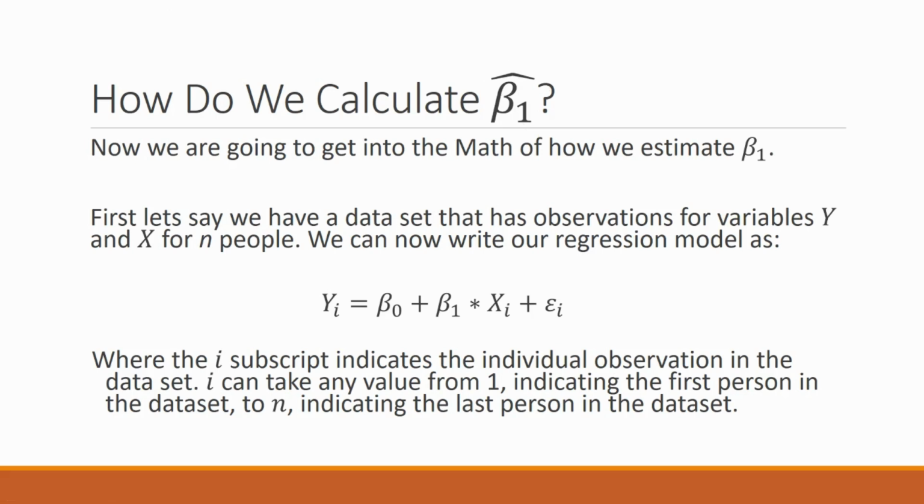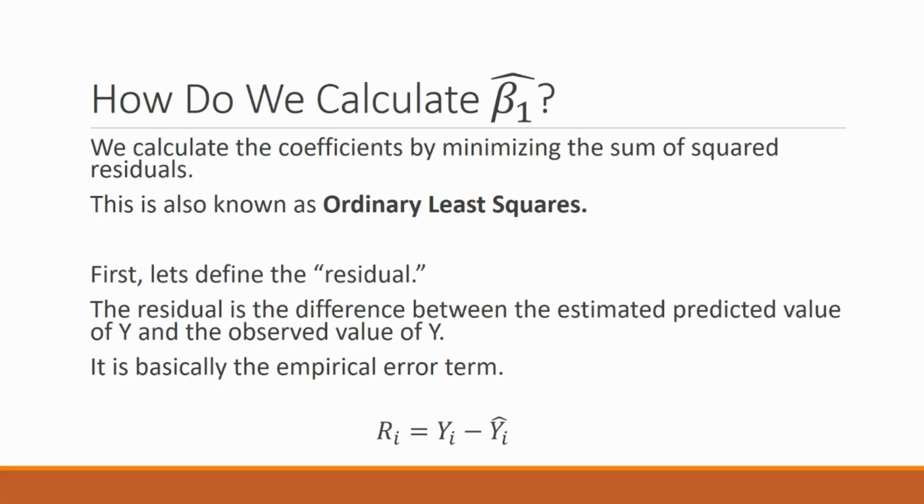So the question is, how do we find beta 1 hat? How do we calculate it? Where does it come from? All right. Well, to do that, let's lay some foundation. To calculate beta 1 hat, we use a method called ordinary least squares. That's just the name of the method. I'm going to show you what that looks like, but first, let's define it. We calculate the coefficients by minimizing the sum of squared residuals.